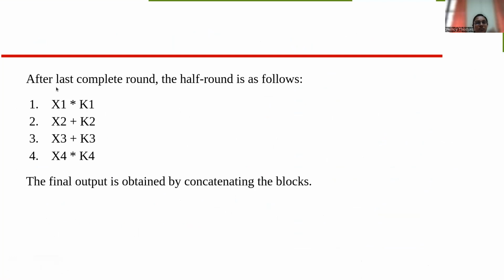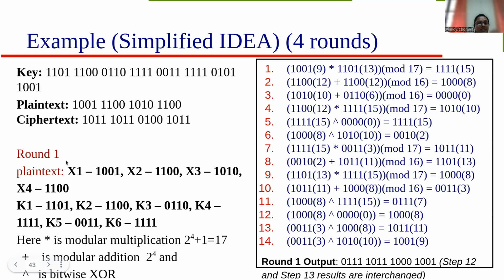You have got the output from the 4th round, which is another X1, X2, X3, X4. So the first step is X1 modular multiplication K1, X2 modular addition K2, X3 modular addition K3, and X4 modular multiplication K4. And this is the final output. The final output is simply concatenating all these 4 blocks. Each of them was 4 bits, so you will now have 16 bits. And that is how you get this output ciphertext.